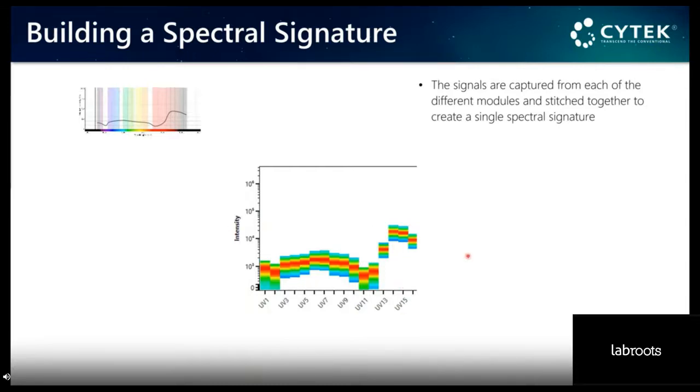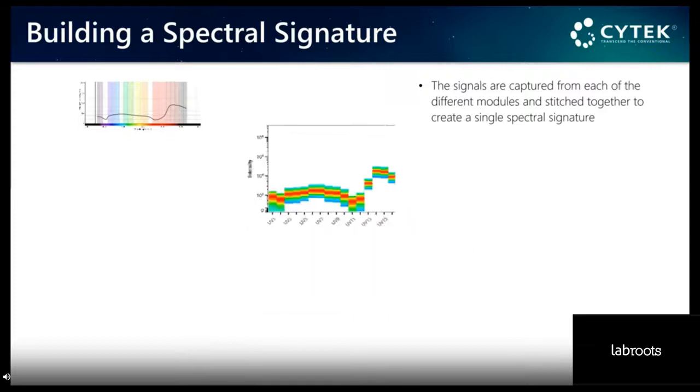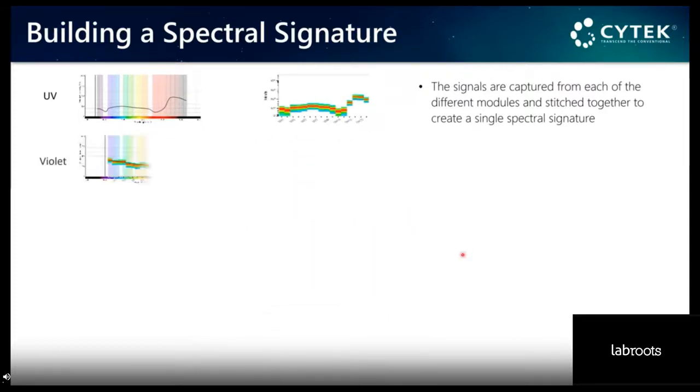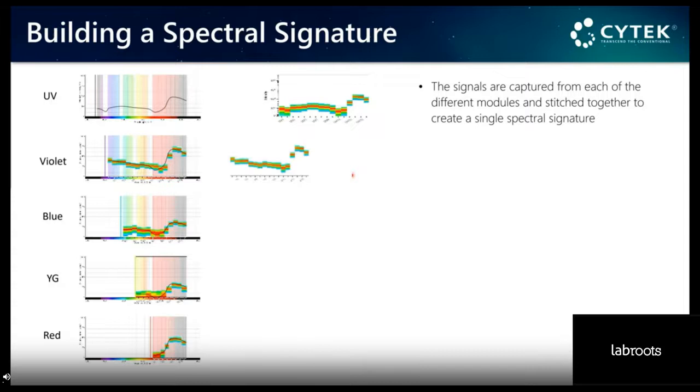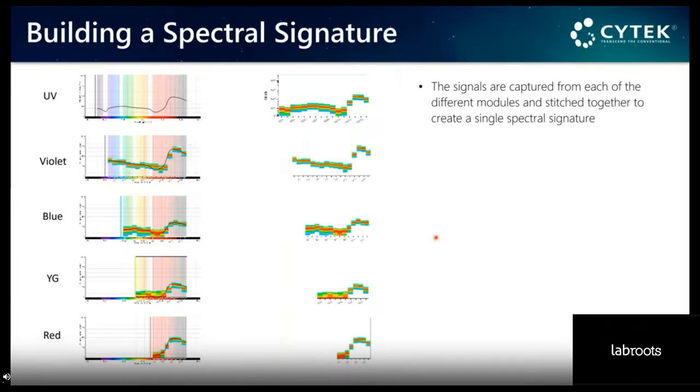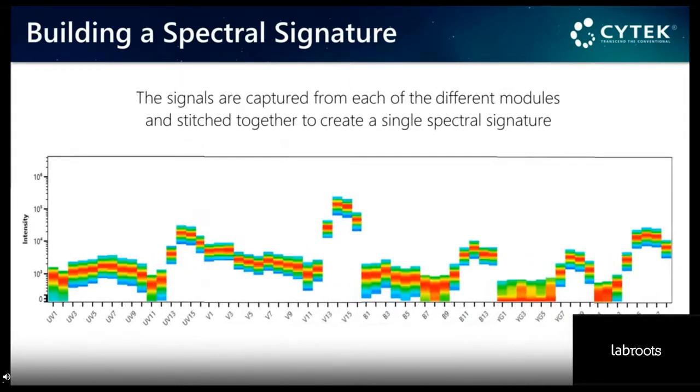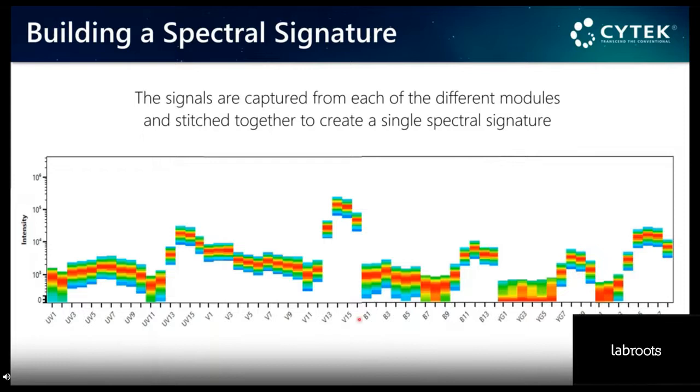And as I mentioned before, we will do the same for every excitation. After the violet laser is exciting the cells, we capture the signal, then blue, yellow-green, and red. And we build the full spectral signature, putting all that information together in a single plot where we have all the detectors of light in the system and the intensity that each detector is capturing. From this, I can conclude, for example, that for this particular fluor the highest emission is out of violet detector 14, and it is excited by multiple lasers.